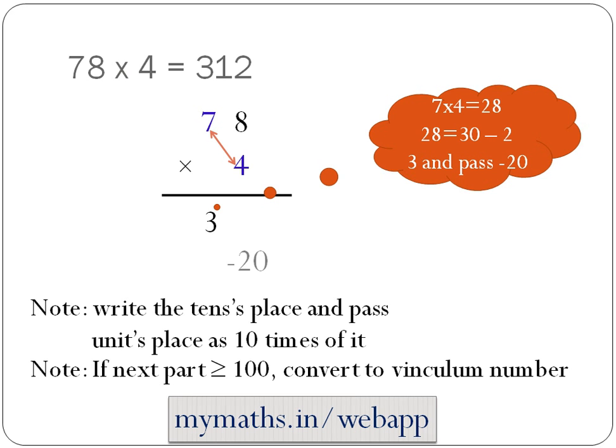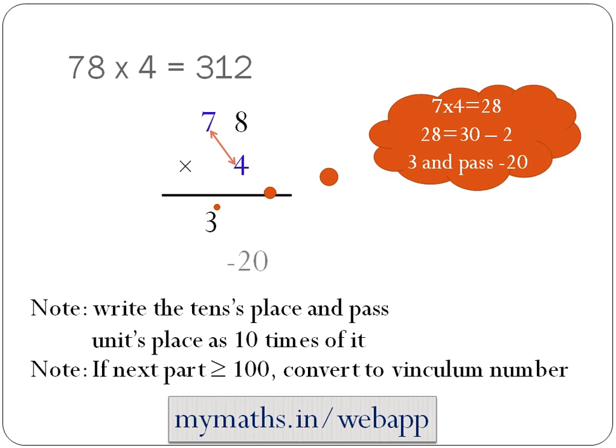So by observing that, what we do is we convert the number as 3 and minus 2. 28 can be written as 30 minus 2, that is 3 and minus 2. So we retain the tens part, that 3, and the minus 2 in the units place is passed as minus 20 to the next part, that is the right part of the answer.